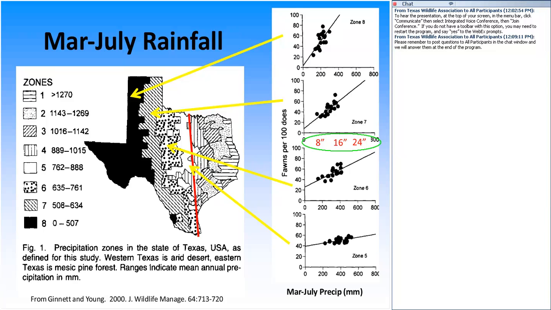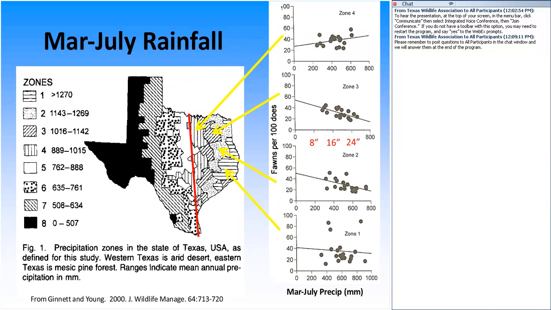What about if we go to East Texas? These are the data from West Texas. If we move east of that red line, now we've got 4 more zones that are in East Texas, and you can see a really dramatically different relationship, particularly in zones 3, zones 2, and zone 1. And here, rainfall actually seems to cause a decline in fawn production.